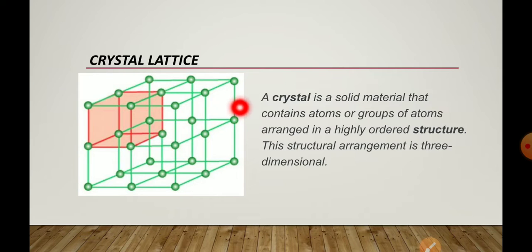Crystal lattice. A crystal or crystal lattice is a solid material that contains atoms and groups of atoms arranged in a highly ordered structure. This structural arrangement is three-dimensional. So the important thing is that it is a three-dimensional arrangement. In this diagram, we can see three different axes: the x-axis, y-axis, and the z-axis. So this is the three-dimensional arrangement of particles in which particles are orderly arranged, a highly ordered structure. Therefore, crystal lattice is defined as a regular three-dimensional ordered arrangement of particles. The particles may be atoms, molecules, or ions.